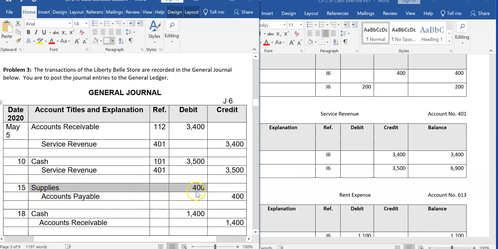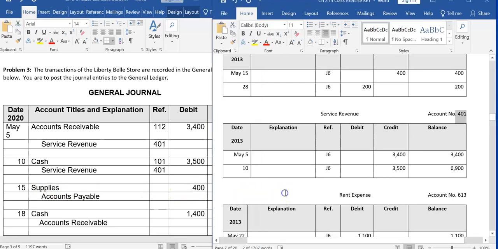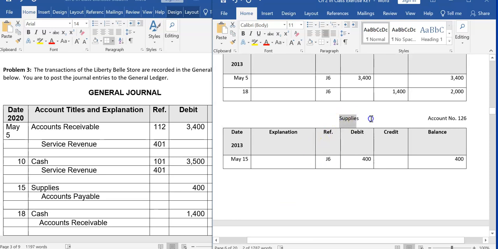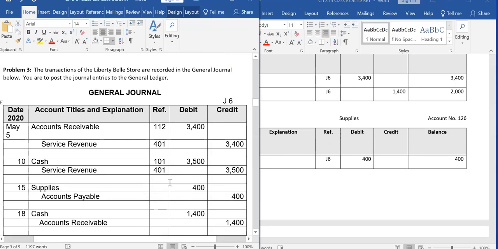This tells me to debit the supplies account for $400. I go to the General Ledger. I find the supplies account. From May 15th, General Journal, page 6, I am posting a debit. Supplies is an asset. A debit will increase the supply account, bringing it up to $400. Take my post reference, account 126, back to the General Journal to indicate that supplies has been debited $400.